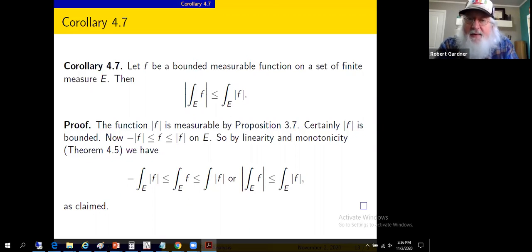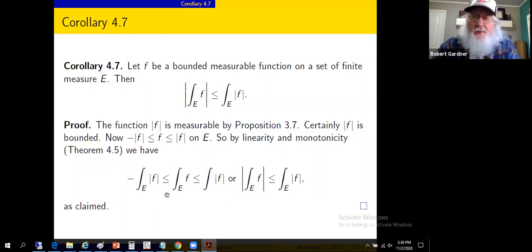And we've got linearity and monotonicity. So we'll just integrate each of the three. That preserves the inequality. We can bring the negative sign out in front of that first integral. That's linearity, the constant multiple part. Constants come out front. And then we can say the integral over E of f is bounded above by the integral of the absolute value of f over E, and bounded below by the negative of that same quantity. That is, the absolute value of the center part is less than or equal to the positive side.